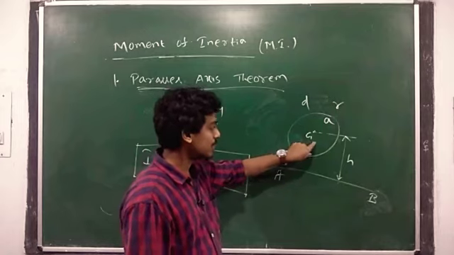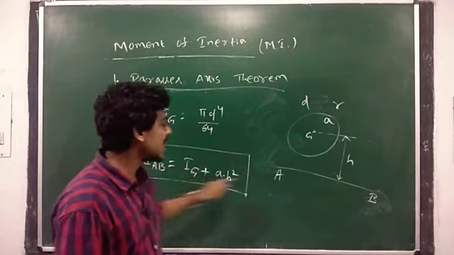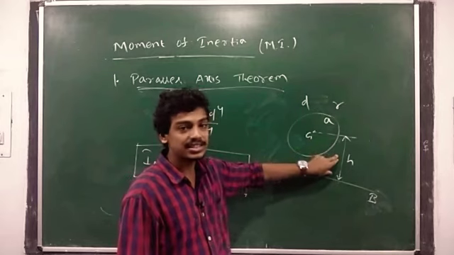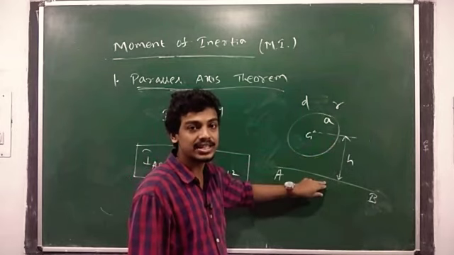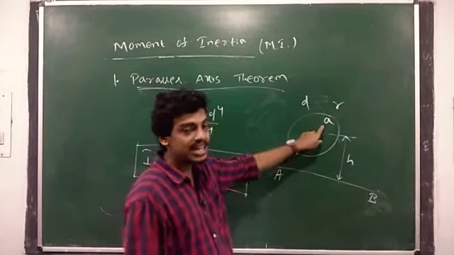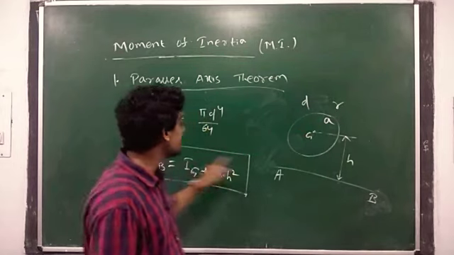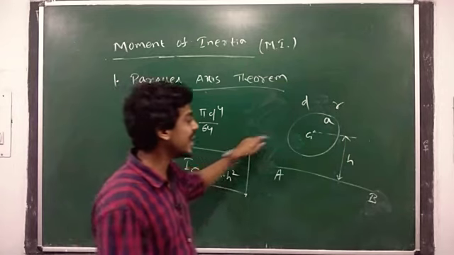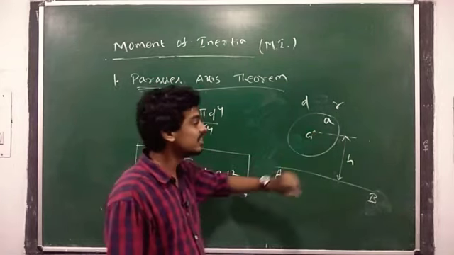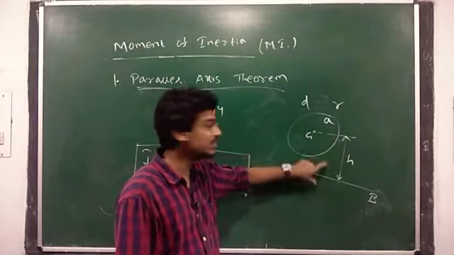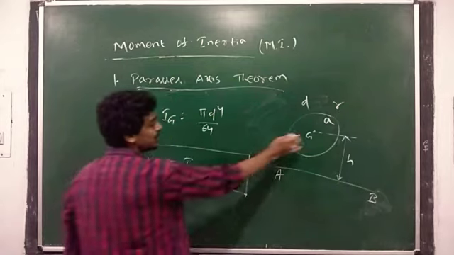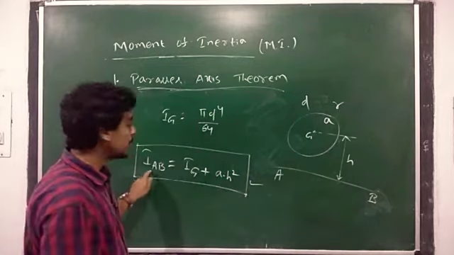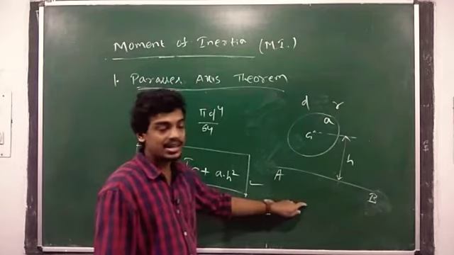Suppose I am again explaining here, the line AB is far from that circle. Suppose the distance from the central axis to that line is h, and the area of the section is A, and the inertia about the central axis you already know. So just add the inertia about the central axis plus the area of that section times h squared, the distance from the center of gravity to that line. So this will give you the moment of inertia about the AB line.